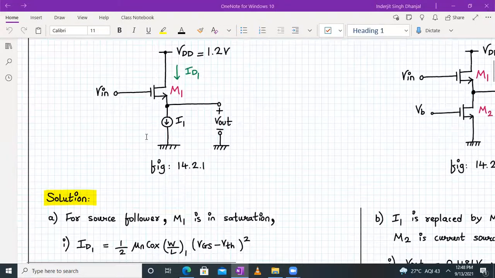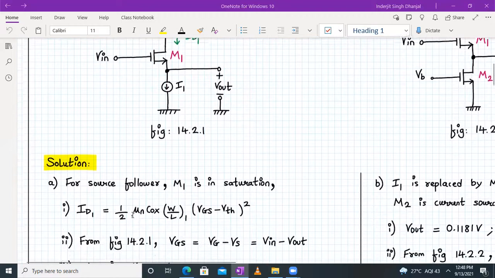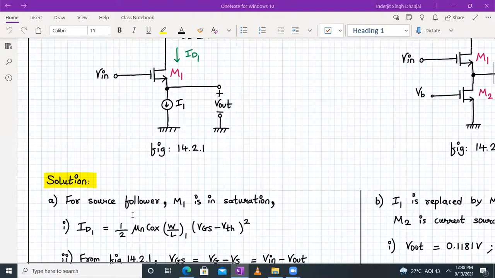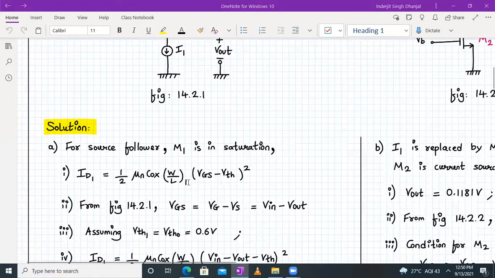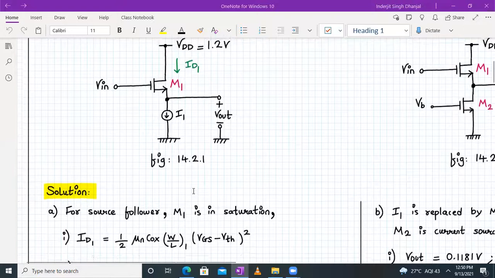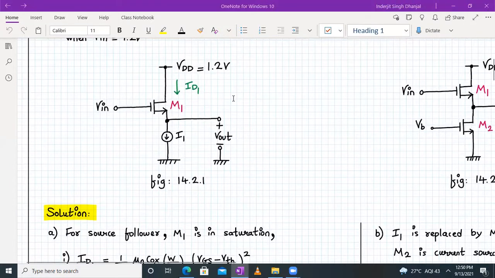So let us begin. Since I1 is a constant current source, the current flowing into the MOSFET, ID1, will also be constant, equal to I1. For a source follower, we know that the M1 transistor is in saturation, correct? So the drain current formula is ID1 equals half mu n Cox W by L of 1 into VGS minus VTH, the whole square. Actually speaking, the M1 transistor is suffering from body effect.